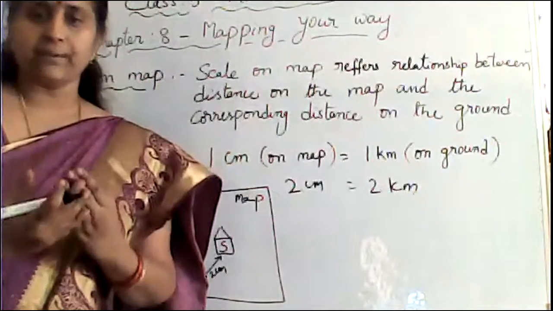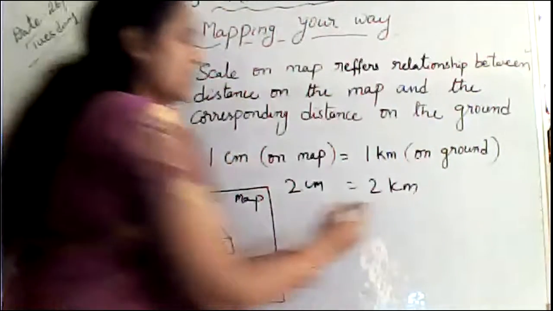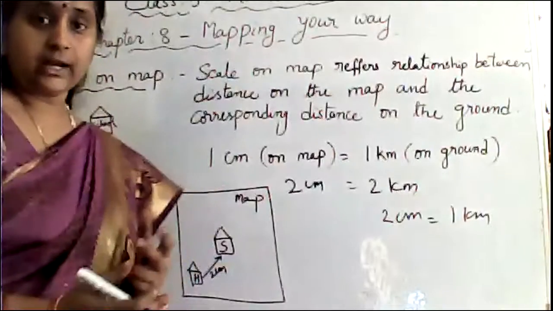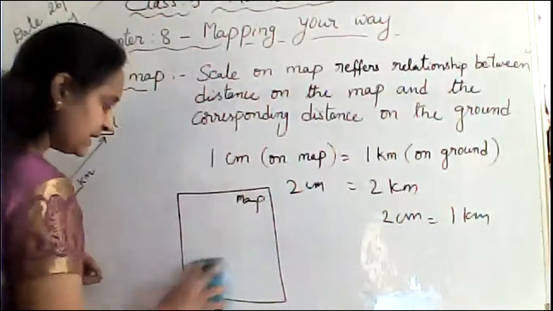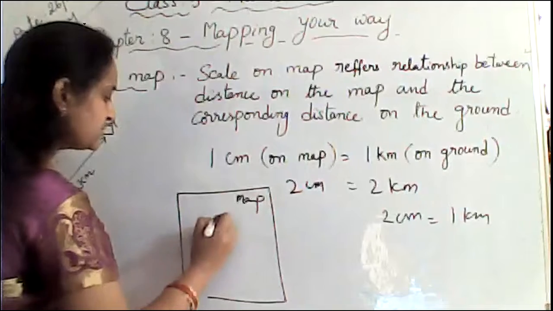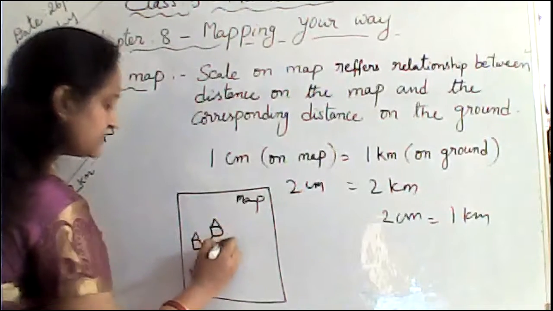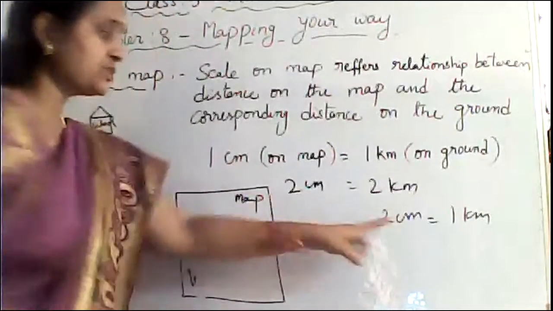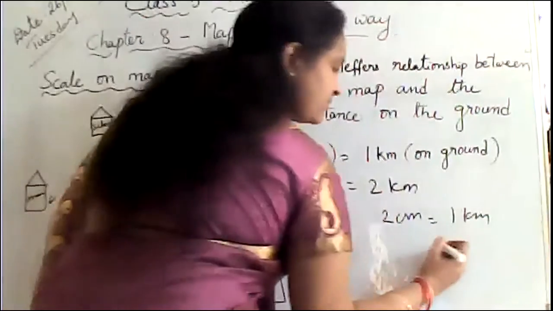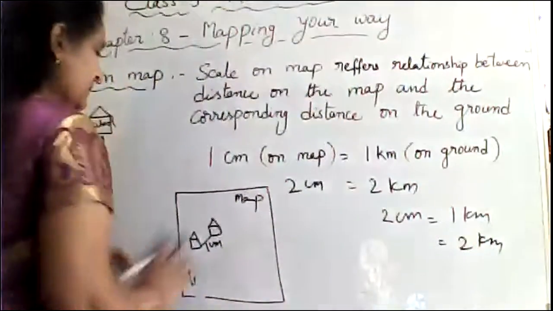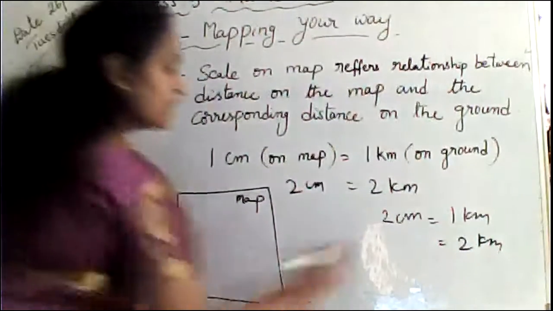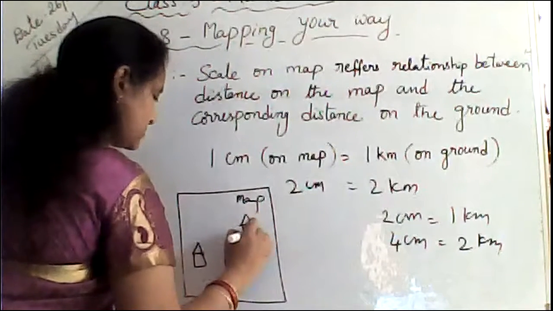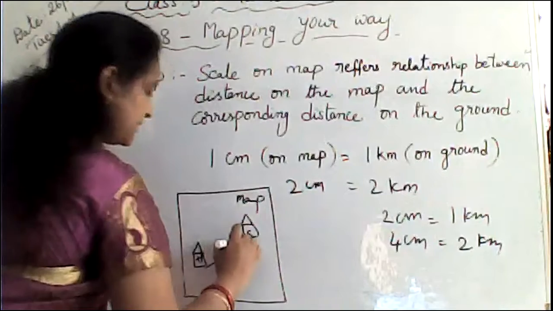Scale can differ. It depends upon us. So I can take 2 centimeters is equal to 1 kilometer also, if I want to show. Then the distance will become, here we can reduce the distance. This is 1 centimeter. So 1 kilometer equals 2 centimeters. Then 2 kilometers will become how much? 4 centimeters. Yes, very good. So here it is school and house, and the distance is 4 centimeters.